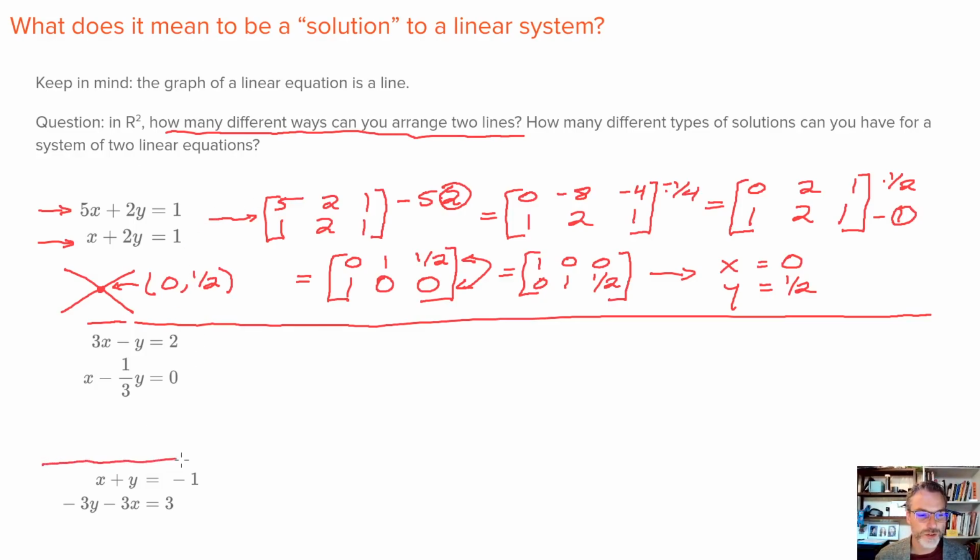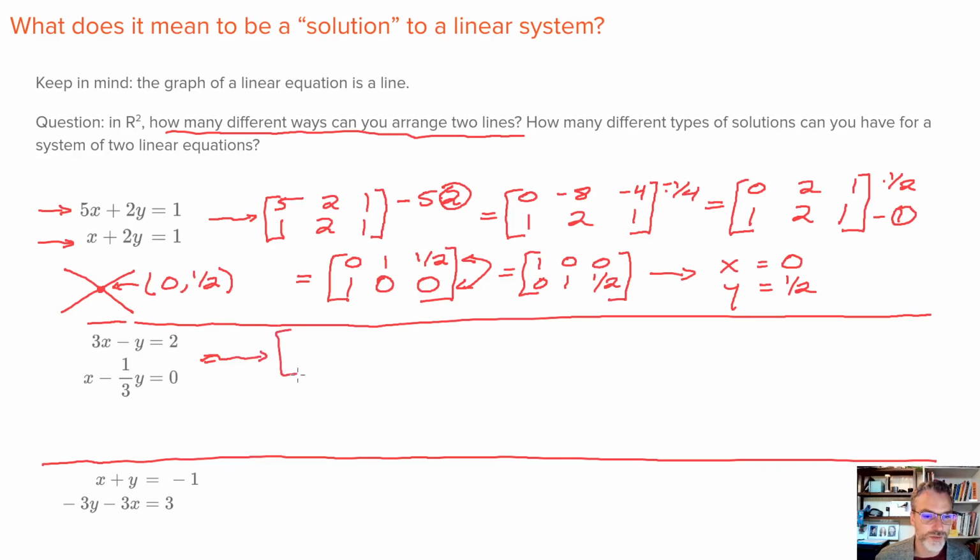Okay, now let's continue with that. Let's do this one here. I'm going to write this as a coefficient matrix. I've got 3, minus 1 in the second position. Sorry, that was a little close. And then 2, and then 1, minus 1/3, and 0. Oh, okay, I can see what I should do here. I'll subtract, or no, I'll multiply the first row by 1/3.